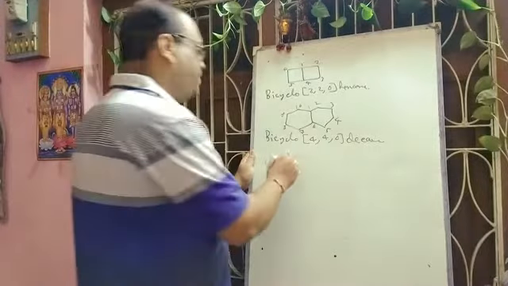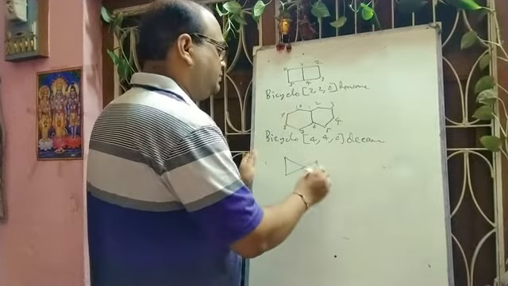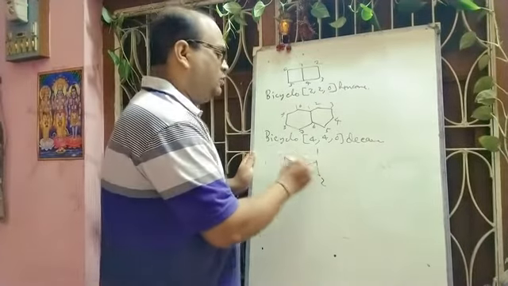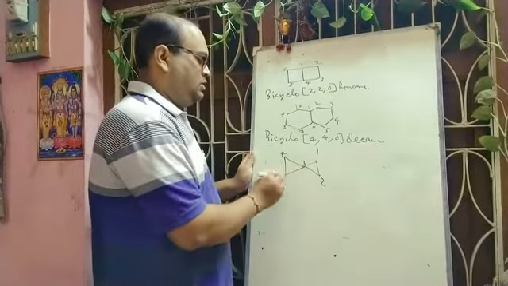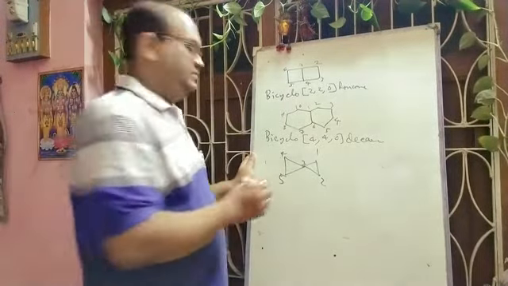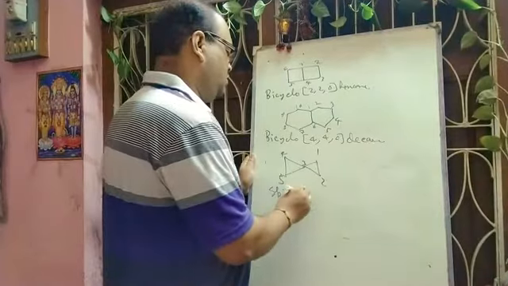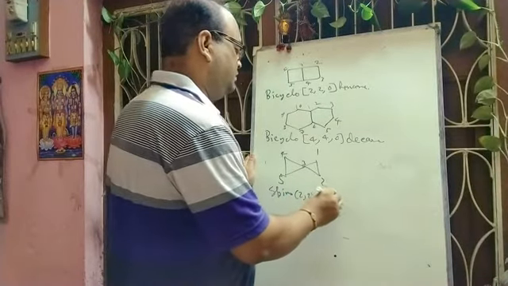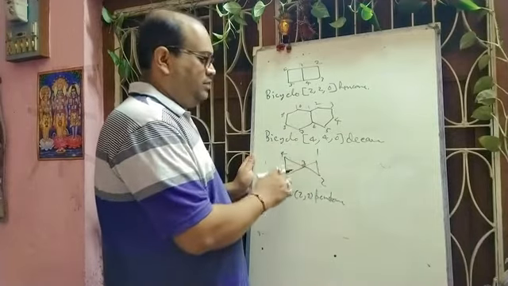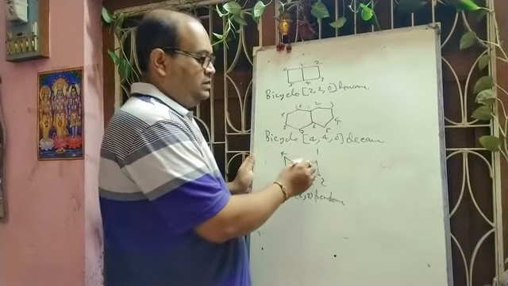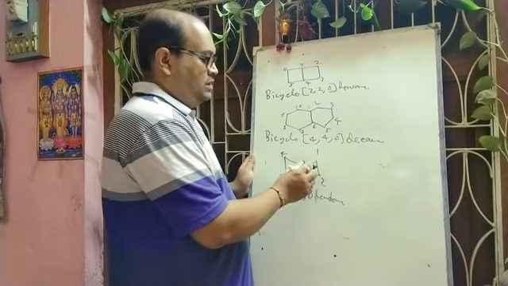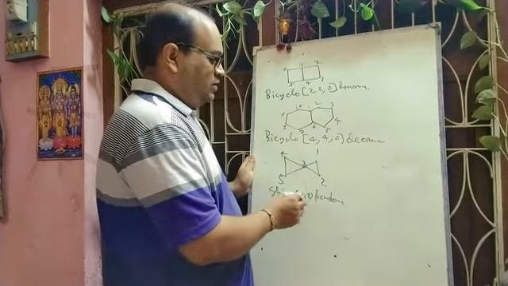And in case of spiro type of compound, so this is a spiro type of compound. So how to give the naming here? 1, 2, 3, 4, 5. So what will be the name of this compound? This will be spiro 2,2 pentane. So here this side 2 carbons are there, this side 2 carbons are there. This is the spiro junction. So this side 2 carbons, this side 2 carbons, that is spiro 2,2 pentane.